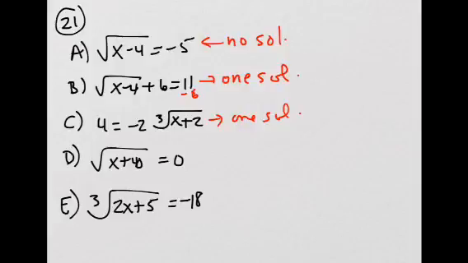For D, you square both sides. When you square 0, you get 0. You move the 40 over, and that gives you one solution. And then for E, you cube both sides, and you could cube a negative. There's no problem with that. So that's one solution.